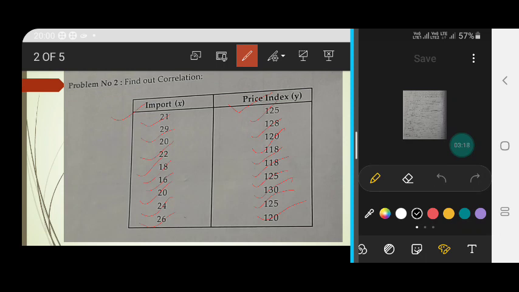Now we have seen the question. What do we have to do? We have to find the coefficient of correlation. We have to tell what kind of relationship there is between these two items and what the degree of correlation between these two items is.